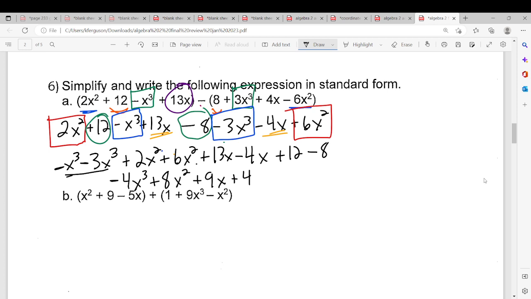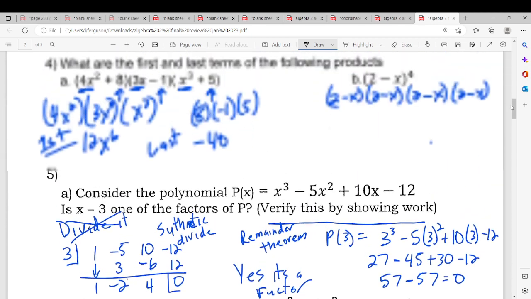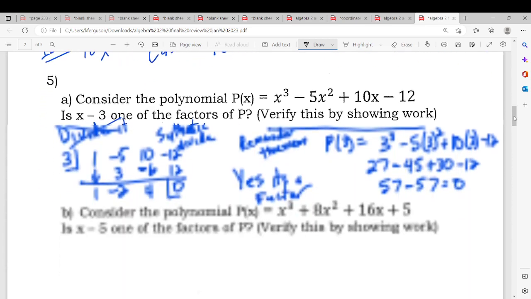Does anybody have any questions on simplifying and writing something in standard form? Make sure you understand what standard form is, because if you do all this work and don't put it in standard form, you're getting points off. Now, I might only take a half a point off, but it's still going to be points off. All right. I'll say one more time for the cheap seats. Does anybody have any questions on the second page?